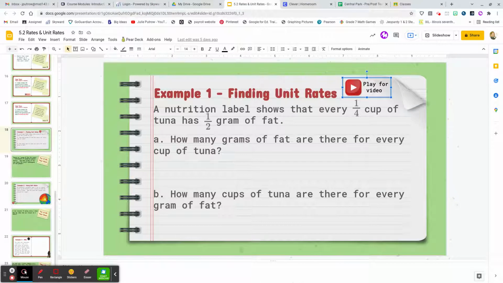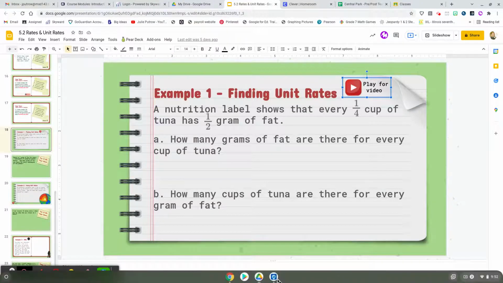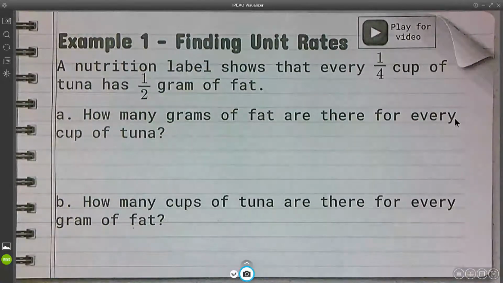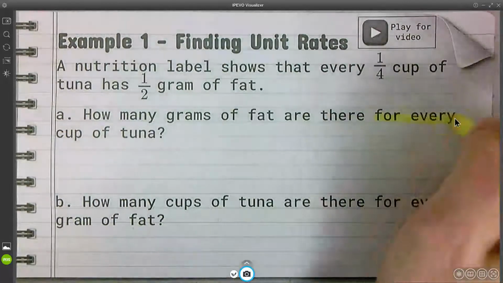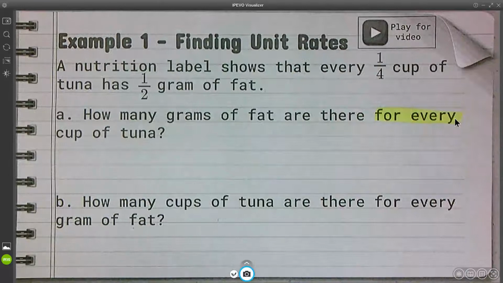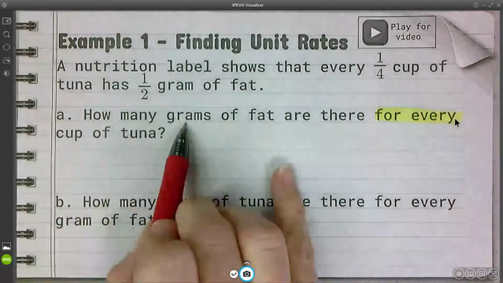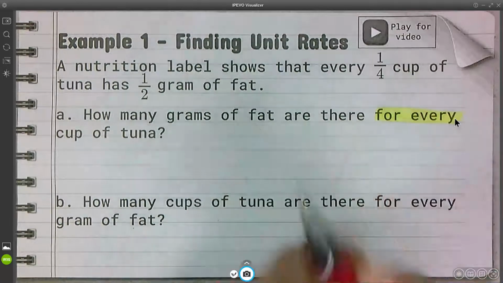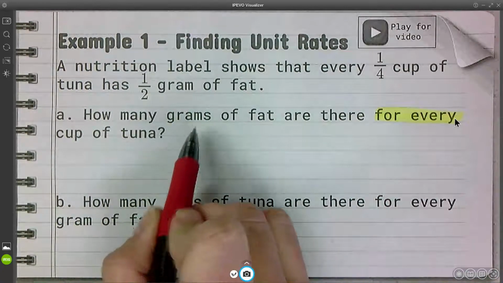and answer the questions. All right. So it tells us here how many grams of fat are there for every cup of tuna. And that "for every" is important because it's determining what is in the numerator of your ratio and what's in the denominator. So since grams of fat come before the "for every," that's going to be your numerator.